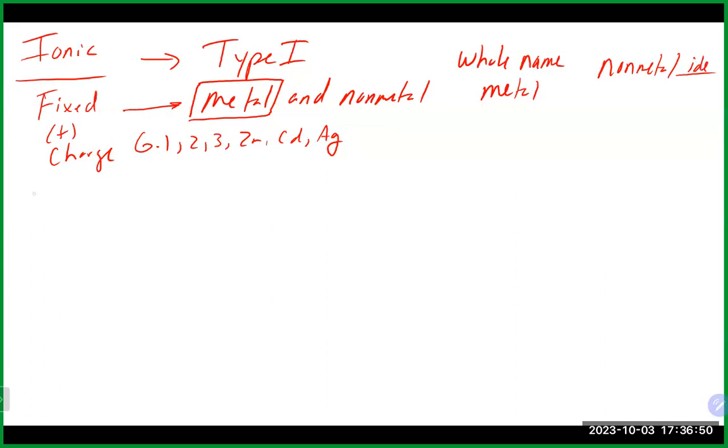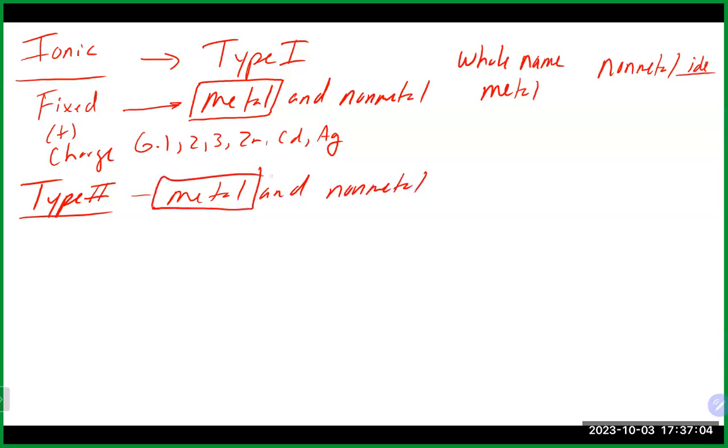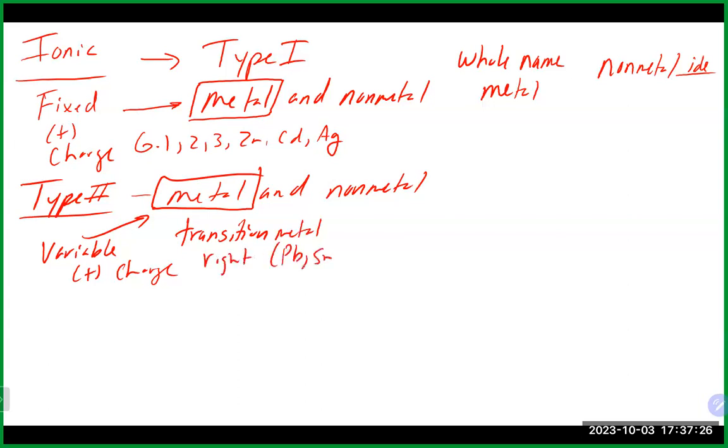We also have type 2, which is also ionic, and also a metal and a non-metal together. And once again, it is that metal that sort of predicts how we should go about naming it. This type of metal, though, has a variable positive charge. And that's essentially going to be a transition metal, except for obviously zinc, cadmium, or silver. Or it will be just to the right there on the periodic table, where we have things like lead and tin and that sort of area underneath the staircase.